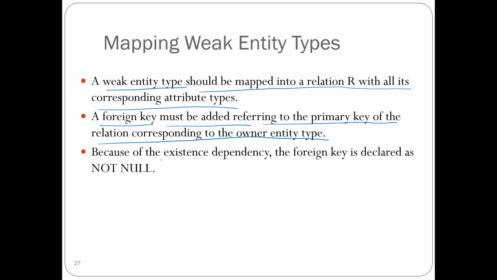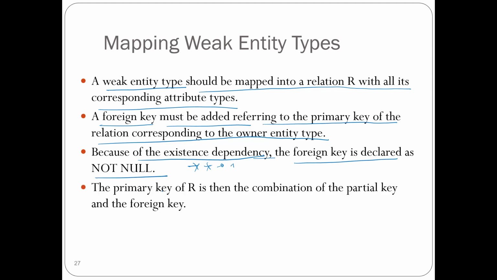Now because the weak entity is existence dependent, this is important, okay? Because of the existence dependency of the weak entity type, the foreign key is declared as not null, right? Very important here. Now the primary key of the weak entity R is then the combination of the partial key, which means the key that the weak entity had, which is not the primary key, along with the foreign key. Okay, so I will explain that in the example, like what is the partial key there.